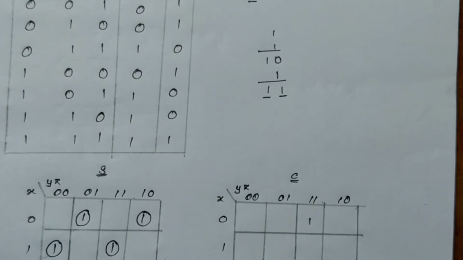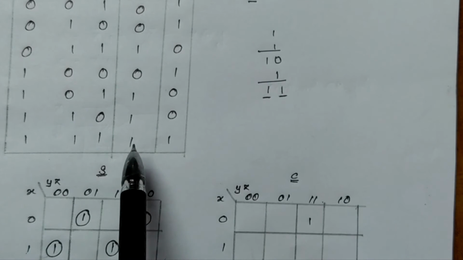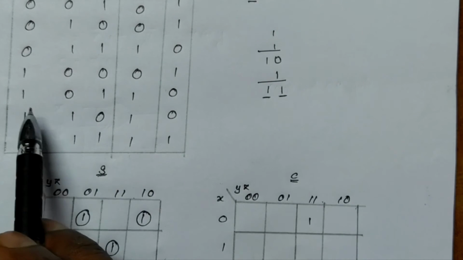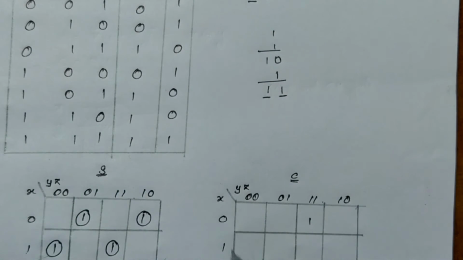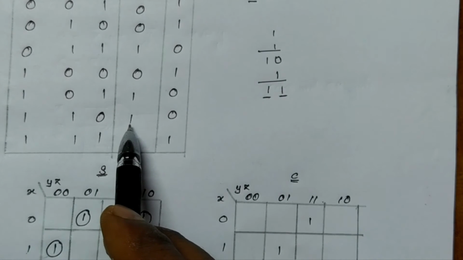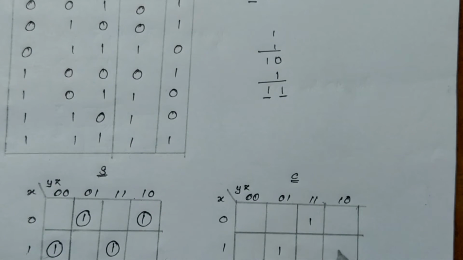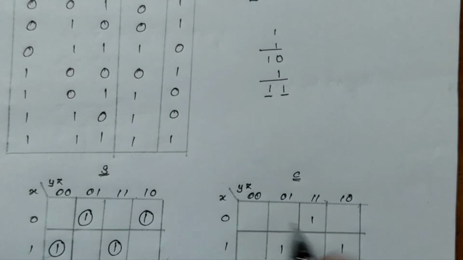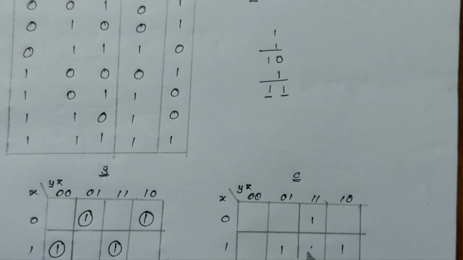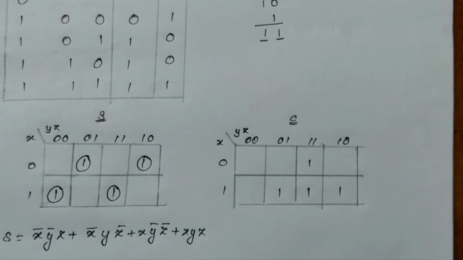Likewise for carry, here I am having 1, respective input 0 1 1, so here we need to make 1. Likewise here I am having 1, that is 1 0 1, therefore this position. Then here I am having 1, respective input 1 1 0, and the final one is 1 1 1. So here we are making them 1. Then we can go for grouping.